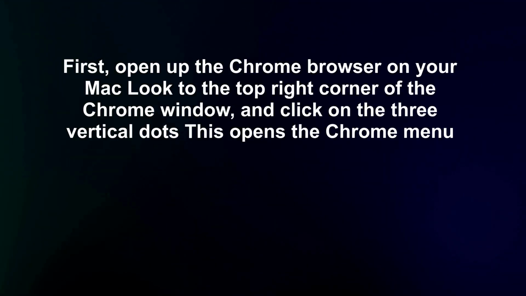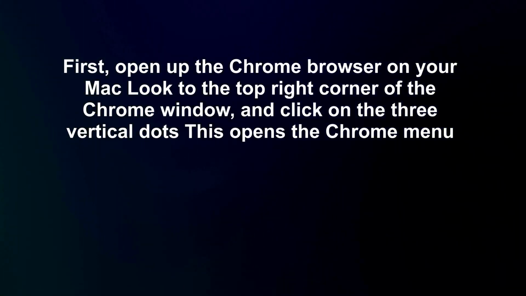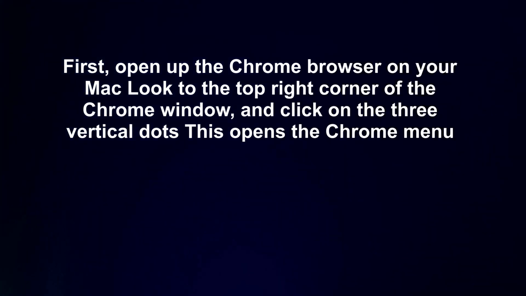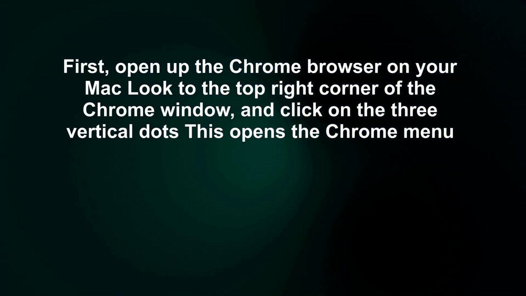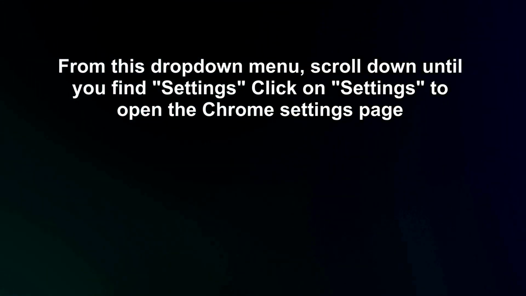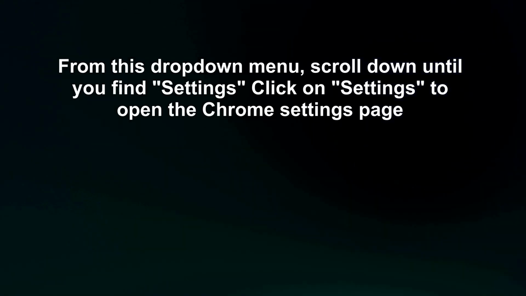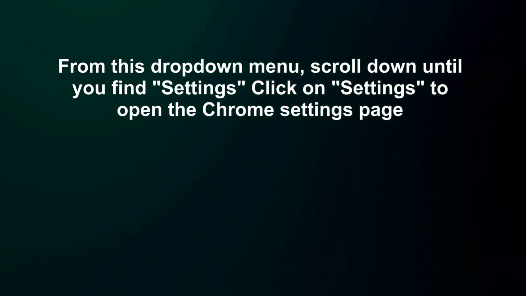Let's jump right in. First, open up the Chrome browser on your Mac. Look to the top right corner of the Chrome window and click on the three vertical dots. This opens the Chrome menu. From this drop-down menu, scroll down until you find Settings. Click on Settings to open the Chrome settings page.